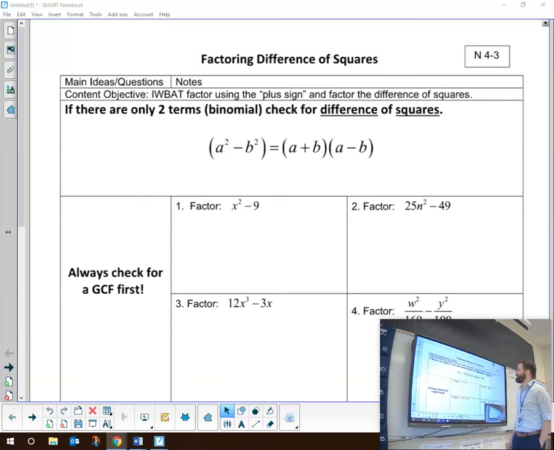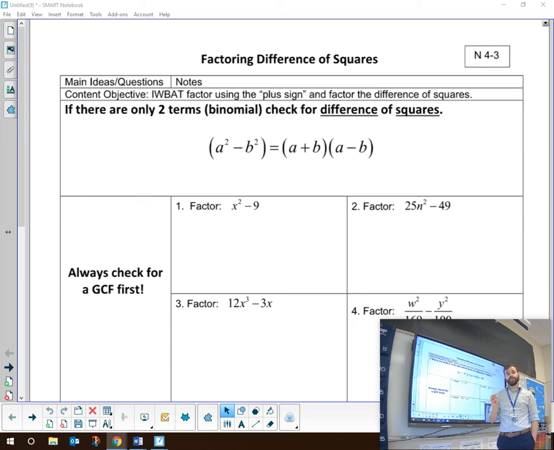Hey guys, today we are talking about factoring difference of squares. Now here's the thing. Yesterday we learned all about factoring trinomials. Well, in certain specific cases we can factor even if it's just a binomial, meaning when it's just two terms. So if there are two terms like a squared minus b squared, we know from a very special rule that we can factor it out to be a plus b times a minus b.